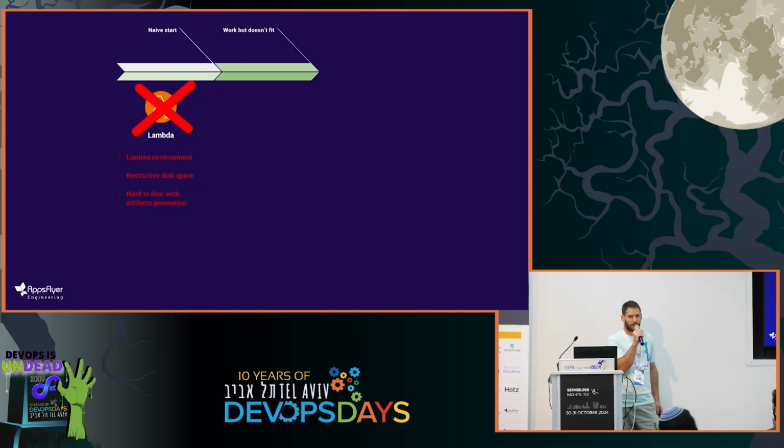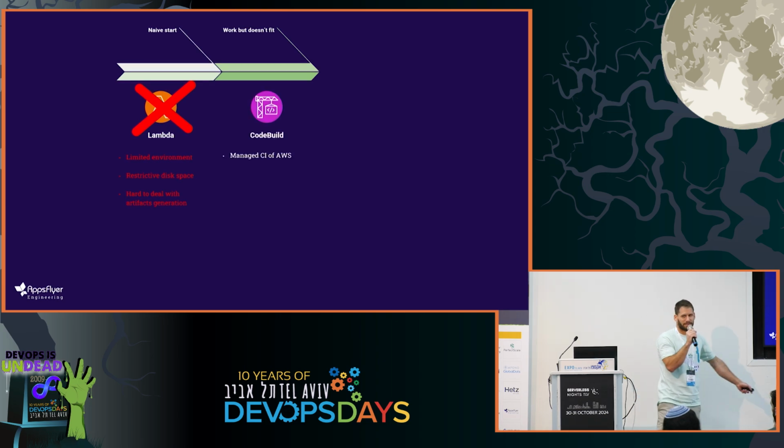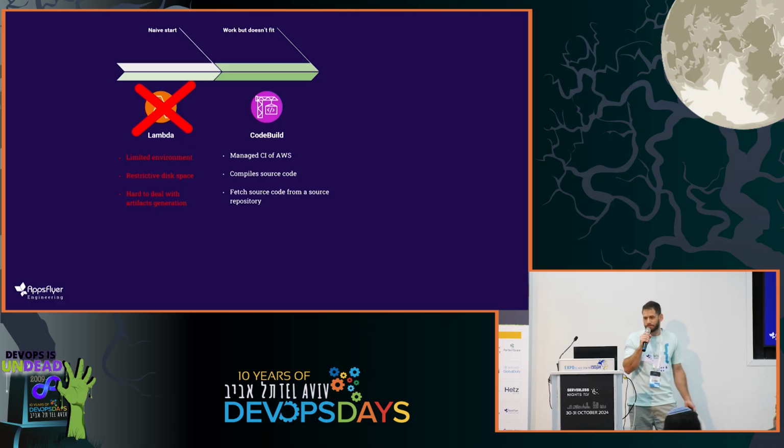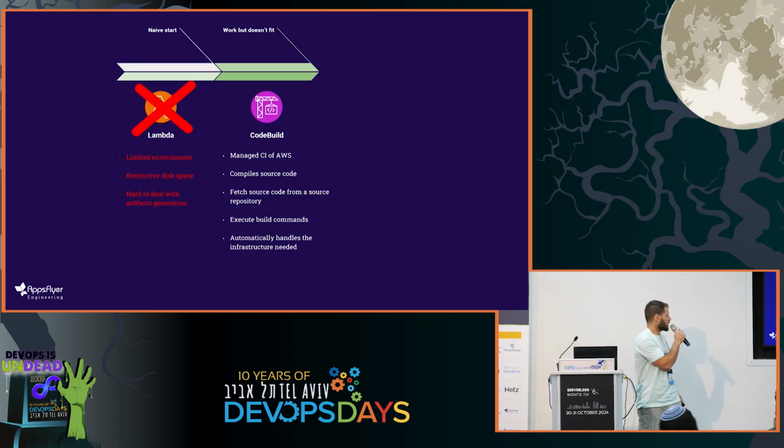Then we found something that worked. We made it work, but it didn't fit the architecture. CodeBuild, basically a managed CI of AWS. It compiles source code. You fetch source code from a source repository, you execute build commands using a file, and automatically everything is handled. Again, all the infrastructure needed. So that sounds like a great solution, but we had an issue with it fitting our architecture.